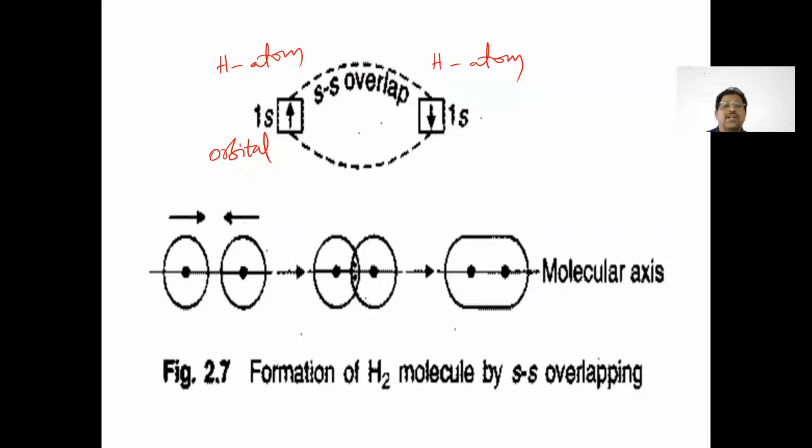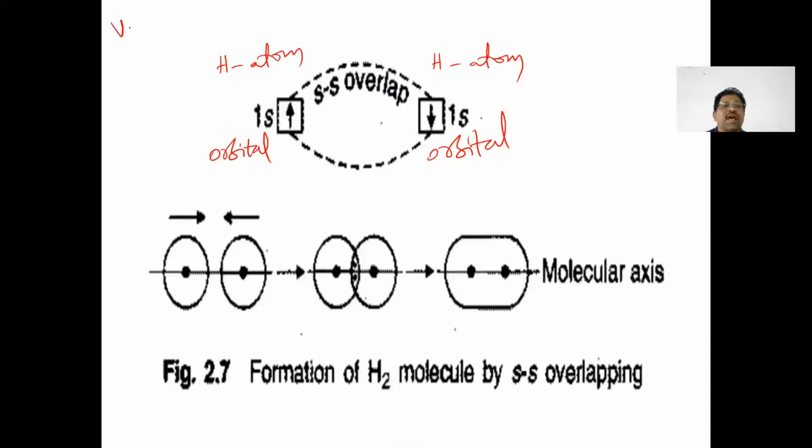Now 1s1 and 1s1, two orbitals we have taken. From each atom, a 1s orbital is considered. Each 1s orbital has 1 electron. This is a clockwise spinning electron, and this is an anti-clockwise spinning electron.